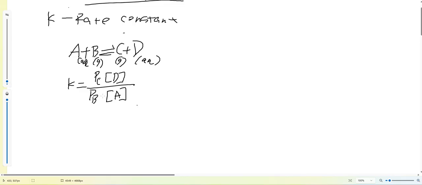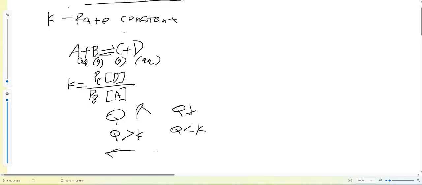Now, the most direct way to stress a system is to actually increase the concentration of one of these chemicals, for lack of a better term. So, if we increase the pressure of C, that makes it such that the Q value goes up, such that Q is greater than K, and the reaction shifts towards the left. If we increase the pressure of B, that means that Q goes down, such that Q becomes less than K, and the reaction shifts to the right.